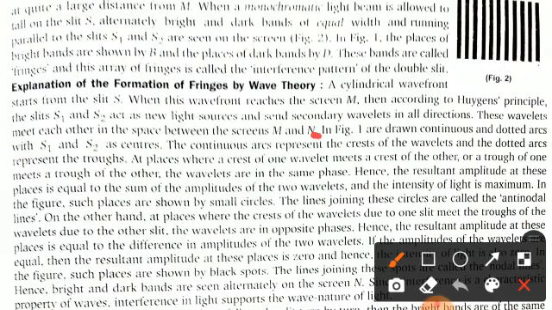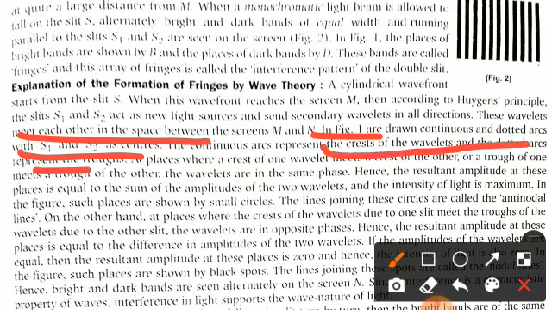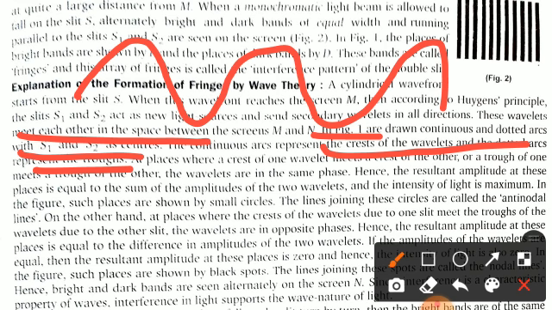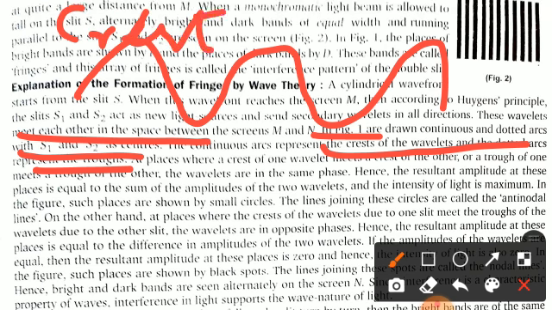So you can see in figure 1 are drawn continuous and dotted arcs that meet each other in the space between the screen M and the slits, with the slits S1 and S2 as centers. The continuous arcs represent the crests of the wavelets and the dotted arcs represent the troughs. I hope you know the crest and trough. If you see the waves like this, the maximum displacement in the upward direction is known as the crest, and this one is your trough. Fine.